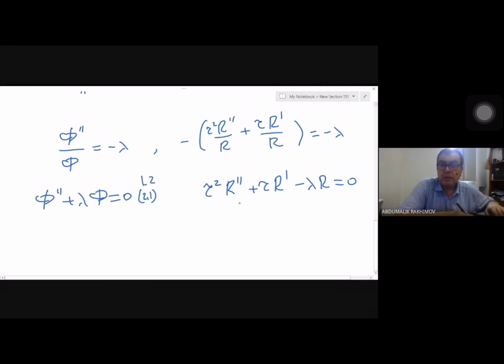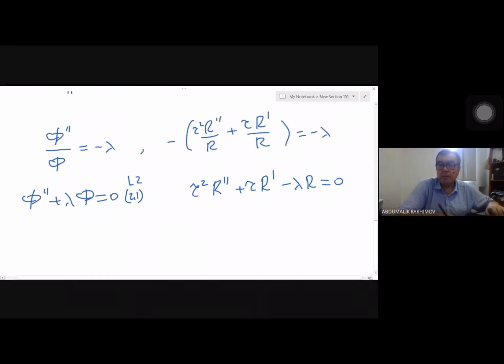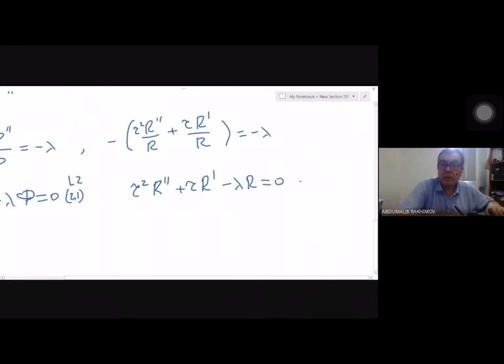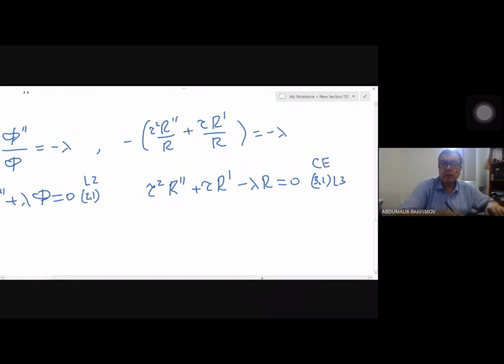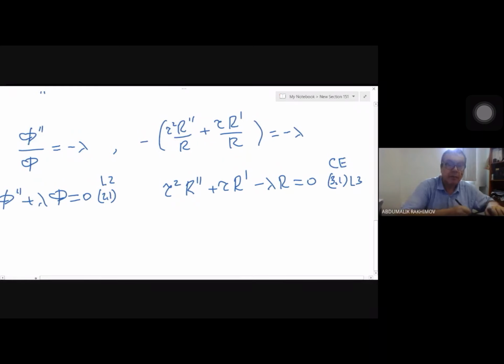Right? What about this equation? What can you say about this equation? This is equation 3.1, lecture number 3. The name of this equation is the Cauchy-Euler equation. It is a Cauchy-Euler equation, not Bessel. Don't mix them. This is the Cauchy-Euler equation. Okay.